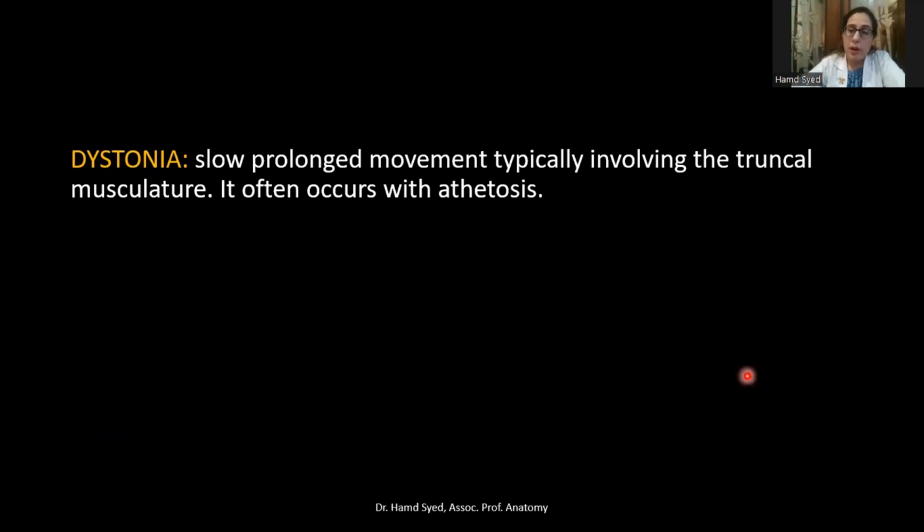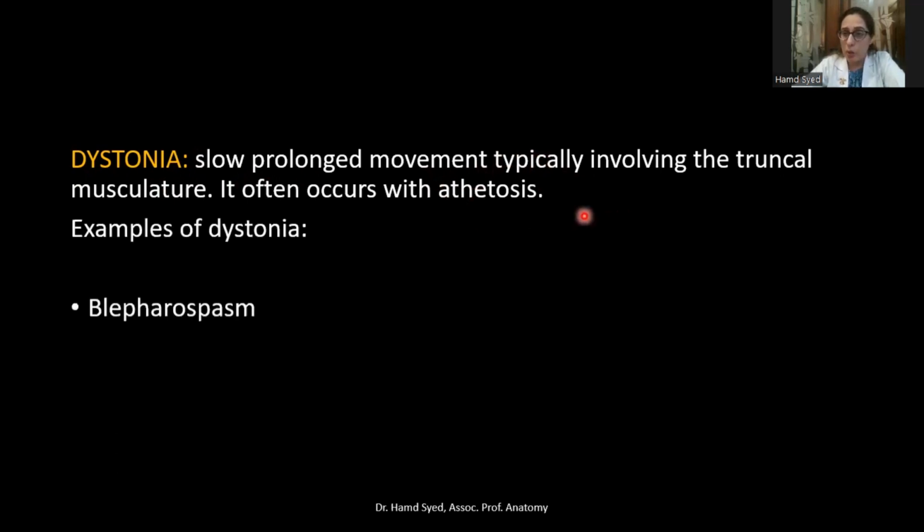Another symptom that I would like to mention is dystonia, which can occur when we are talking about the imbalance between direct and indirect pathways of basal ganglia. Dystonia means slow, prolonged movement, typically involving the truncal musculature, that is the musculature of the body in the midline. This often occurs along with athetosis.